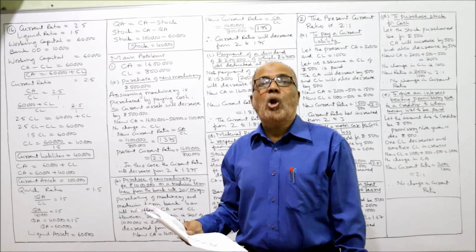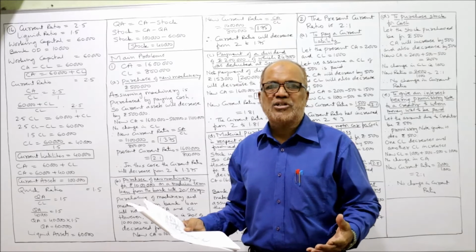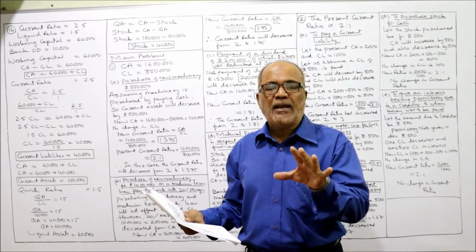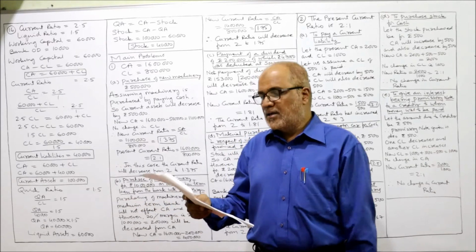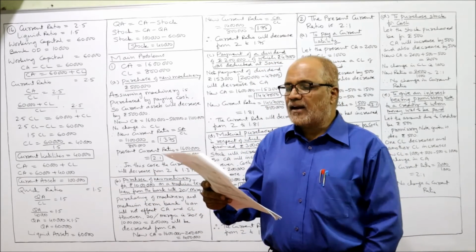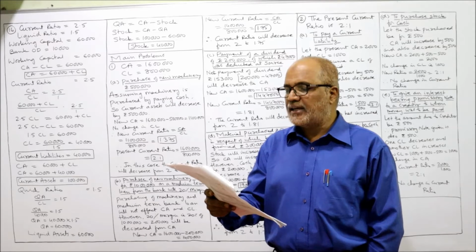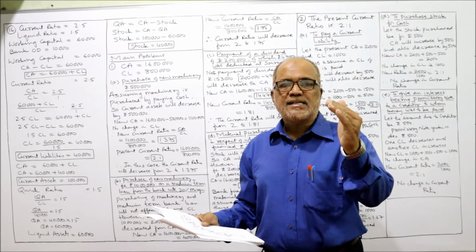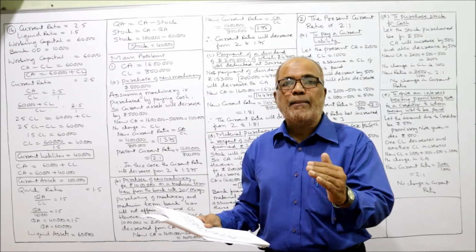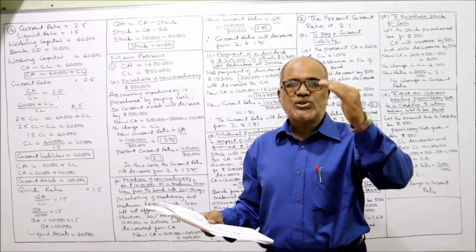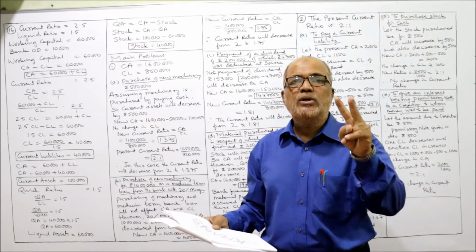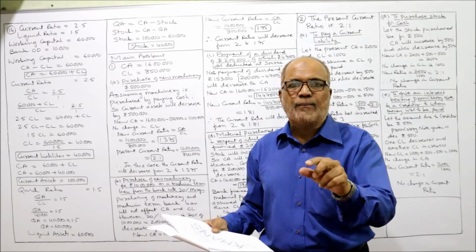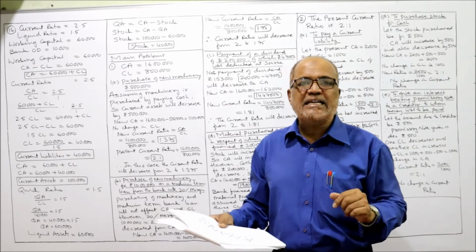First and second problems are logical problems. No calculations. Only logically you have to think. So listen to my lecture carefully, you will be able to understand. First one: the current assets and current liability of A Limited as on 31st March 1994 were 16 lakh and 8 lakh respectively. So 16 divided by 8, 2:1. That means presently the current ratio is 2:1.